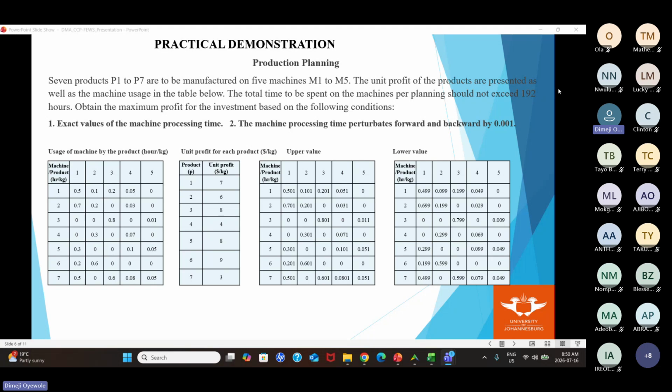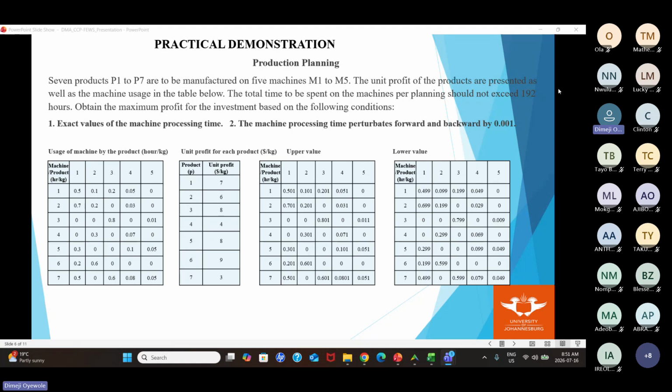All right, so we have this case study. Seven products, product 1 to product 7, are to be manufactured on 5 machines, machines 1, 2, 3, 4, 5. The unit profits of the products are presented, as well as the machine usage, in the table below. The total time to be spent on the machines per planning should not exceed 192 hours.